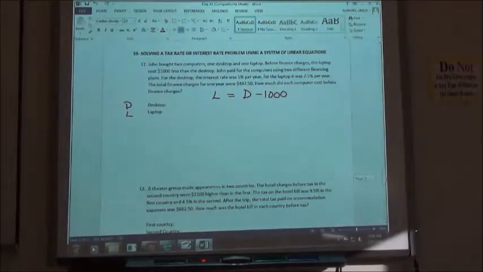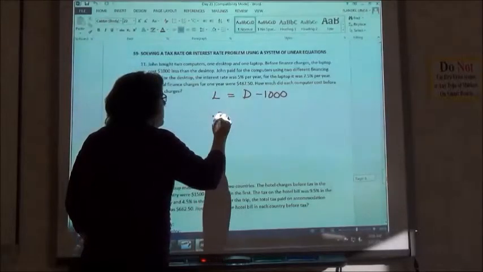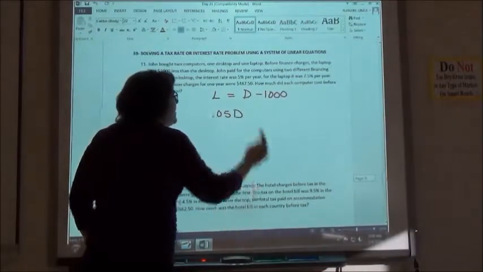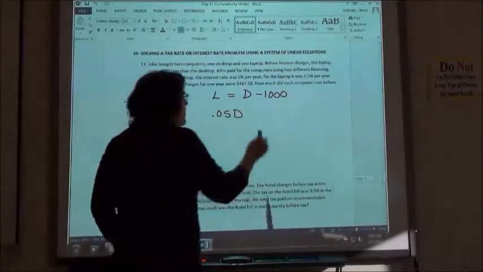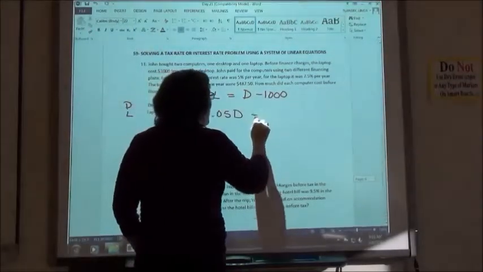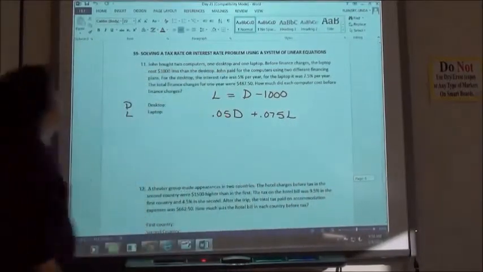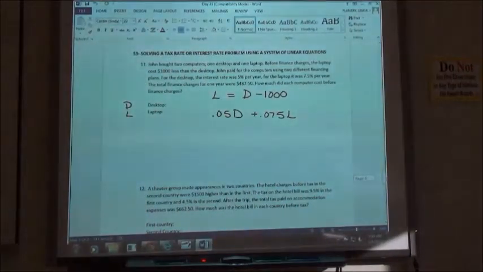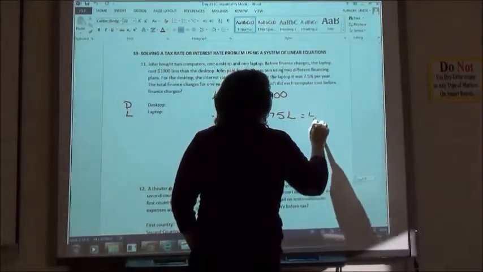John paid for the computer using 2 different financing plans. For the desktop, the interest rate was 5% per year. So I'm going to have 0.05, 5% of the price of my desktop, D. For the laptop, it was 7.5% per year. So 0.075 on my laptop was the interest. The total finance charges or the total interest for 1 year was $487.50.